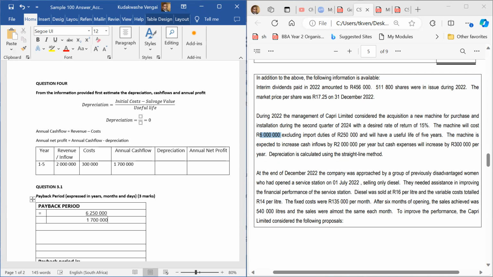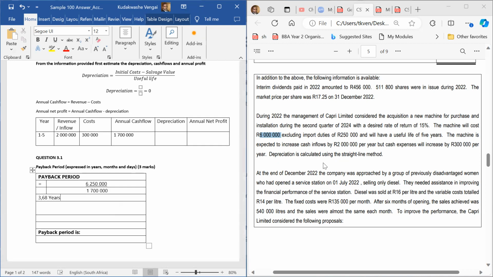So using these two figures, I can therefore say 6,250,000 divided by 1,700,000, and then I get my answer of 3.68 years. Right. So that's the amount of time that it will take me to get my money back.